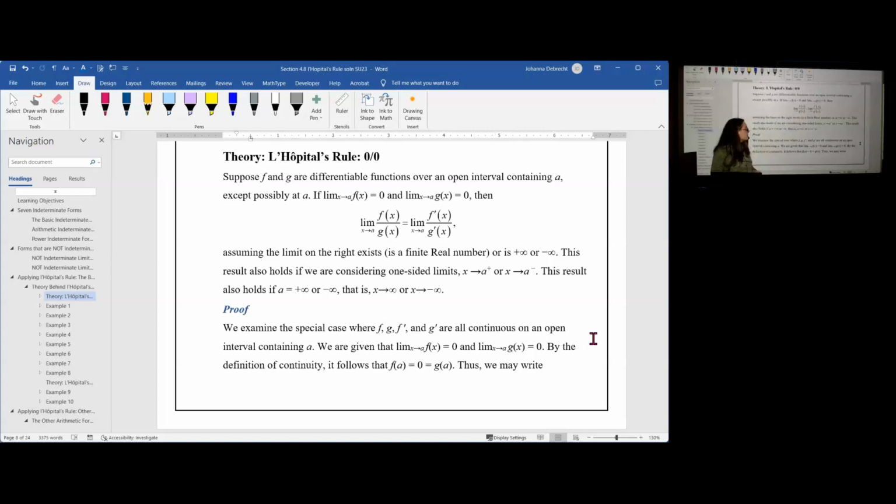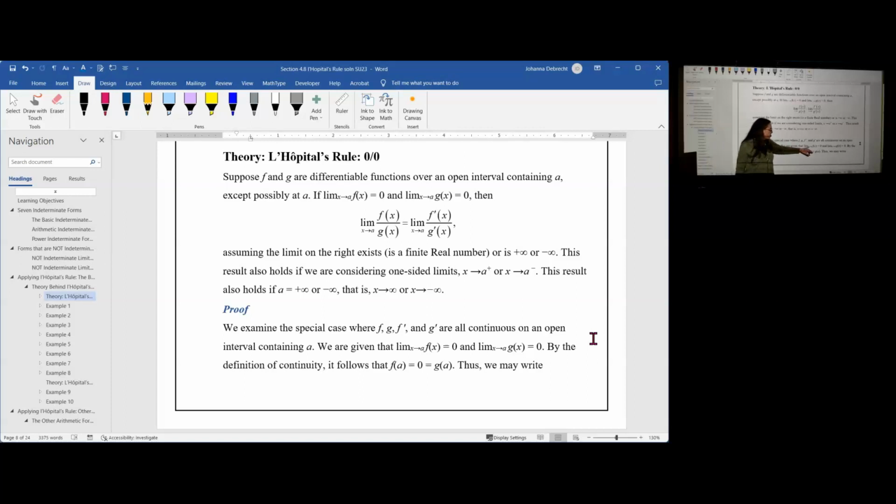Let's take a look at a proof of part of L'Hopital's rule. We won't prove all cases, but we'll prove the basic one. We're going to look at the special case where we know that the functions f and g are continuous on an open interval containing A. They have to be because they're differentiable. We're also going to assume that f prime and g prime are also continuous on the interval.